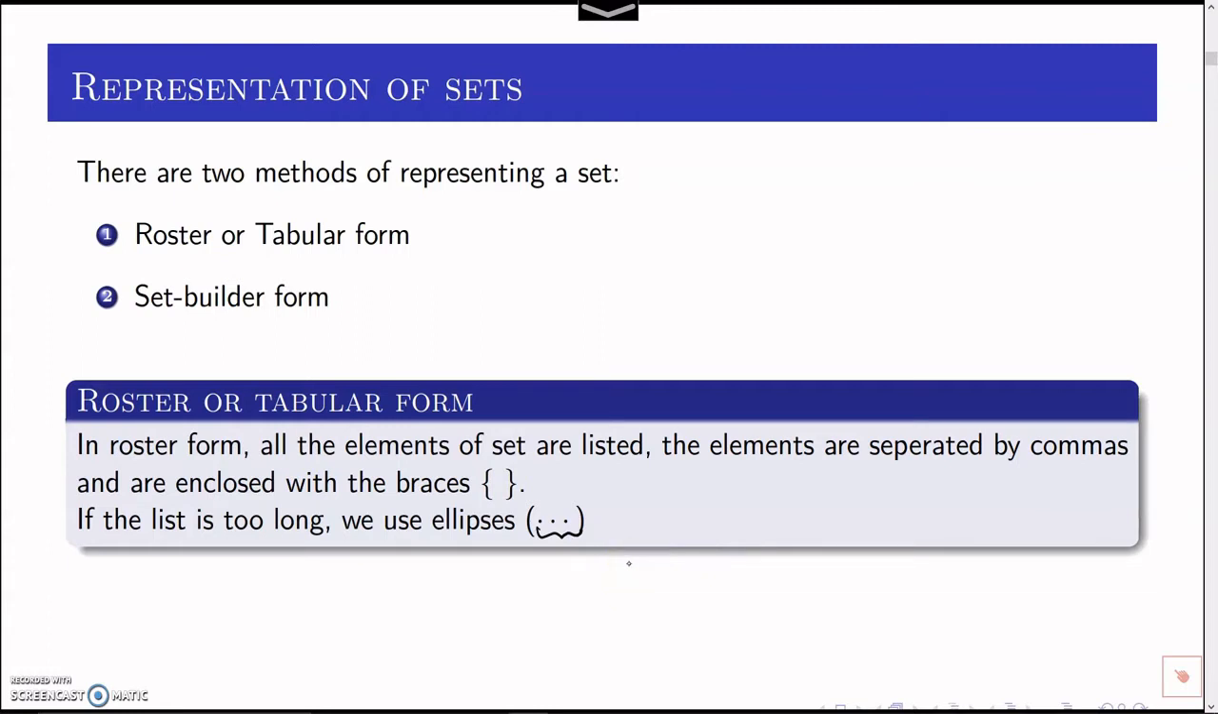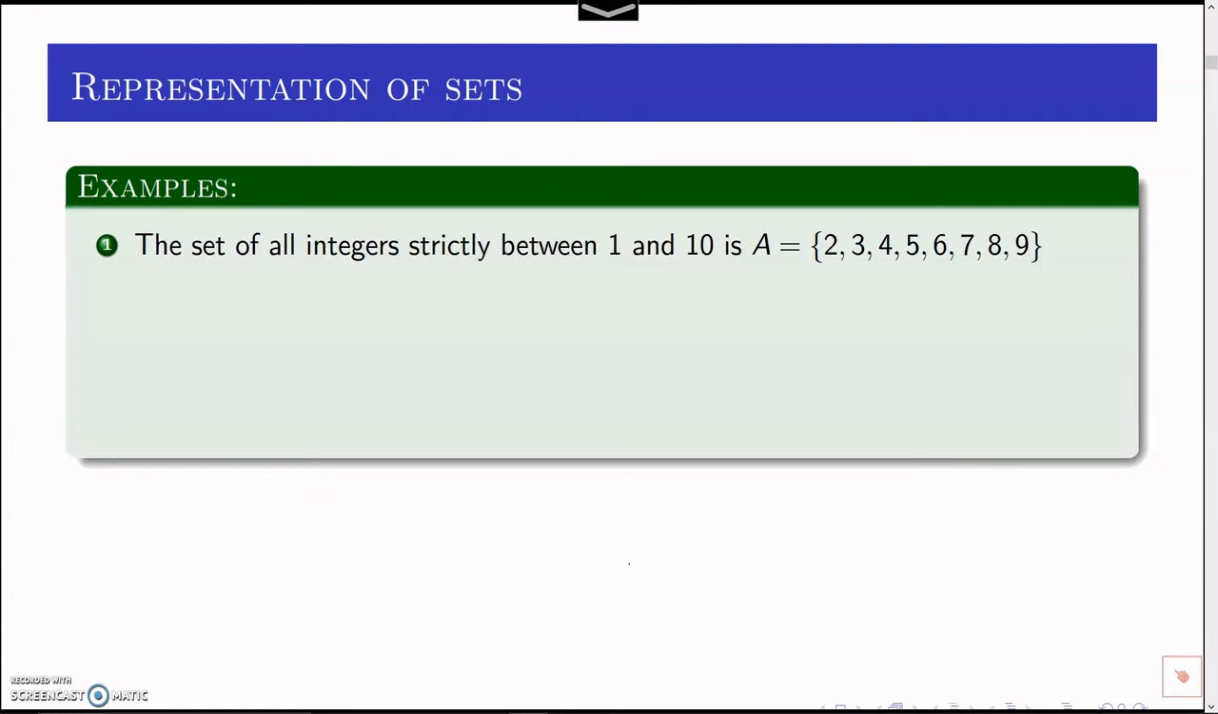So in the roster form of representing a set, all the elements of the set are listed explicitly. For example, the set of all integers strictly between 1 and 10, let's say capital A, is 2, 3, 4, 5, 6, 7, 8, 9. What we have done here is listed the elements which satisfy this property of lying strictly between 1 and 10, and we have formed a set. This way of writing a set is called roster form.